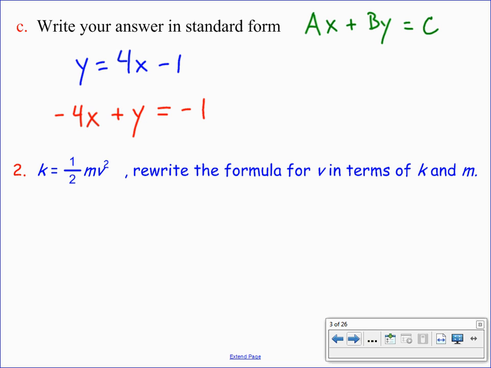And so what can I do to make sure that my value of A is positive? What can I do to both sides here? Eric? Absolutely. We can multiply through both sides by -1 and rewrite. So my final answer looks like positive 4x minus y equals positive 1, and we'll box that.